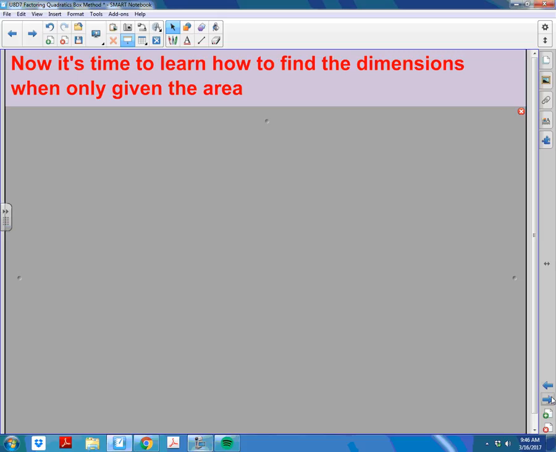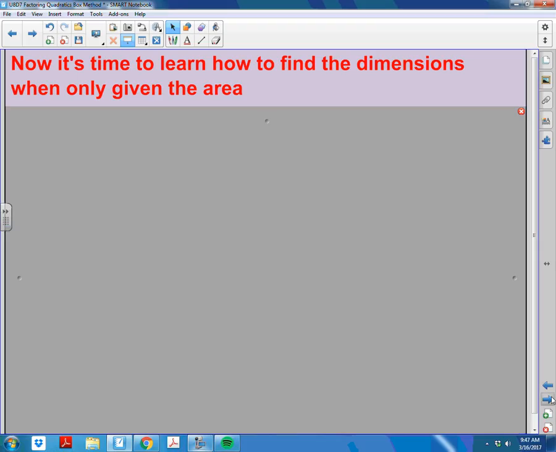So now we're going to learn how to find dimensions when we're only given the area. Now, yesterday, we were given all 4 sections, right? I gave you the area, but I set up the entire box so that you had the top left, top right, bottom left, and bottom right. And then you just found the GCF and worked your way around.